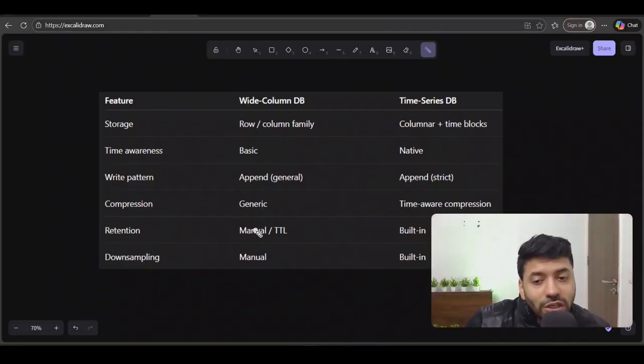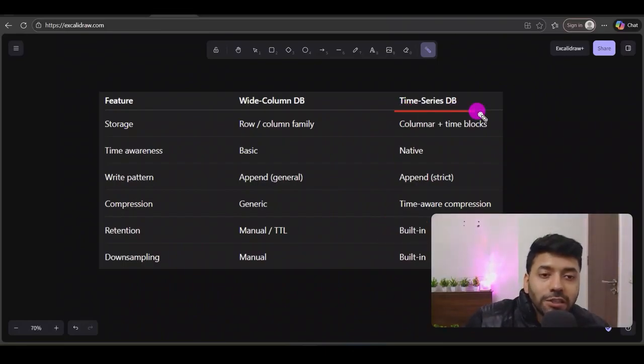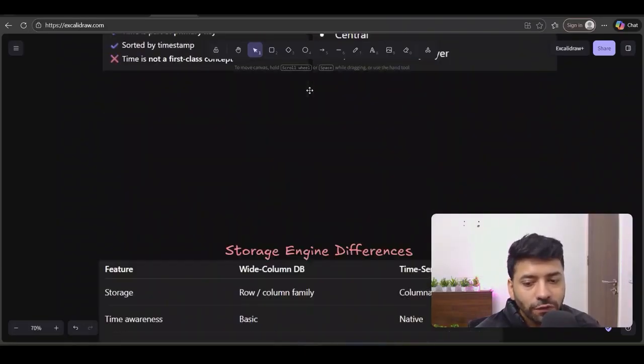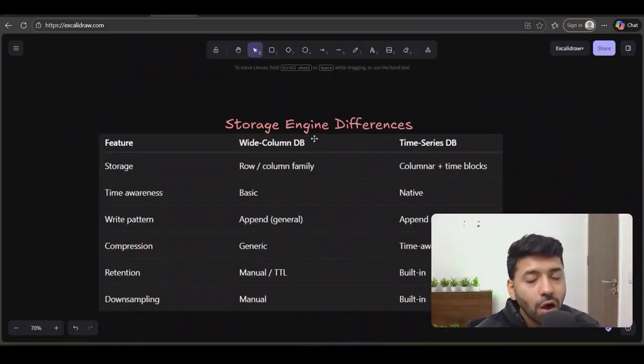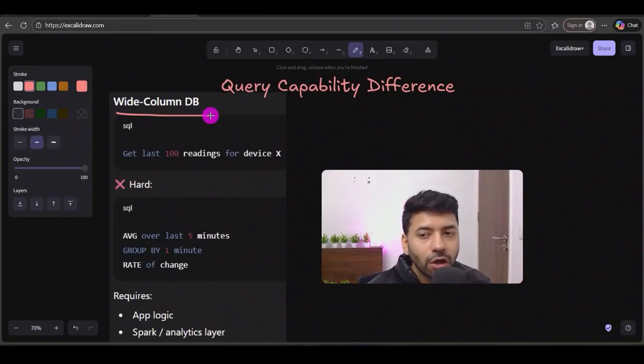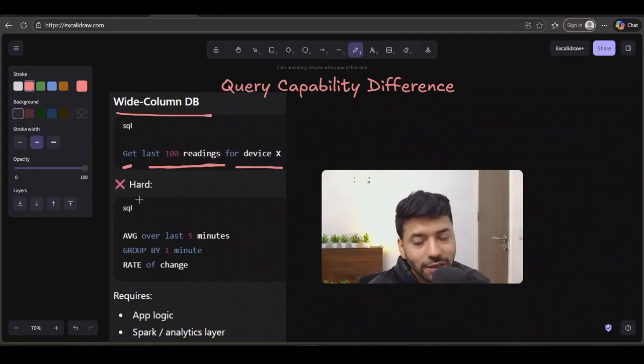Talking about retention, retention is manual or a TTL kind of expiry that you give in a wide column database, whereas in a time series database it is built in. We saw the retention policy, right? That is a built-in feature in a time series database. And lastly, downsampling is manual in a wide column database, whereas it is built in a time series database. Alright, so earlier we saw differences in terms of data modeling, then in terms of storage engine. Now let's see the differences in terms of query capability. First, in a wide column database, if we make a query like get the last 100 readings for device X, it will be hard.